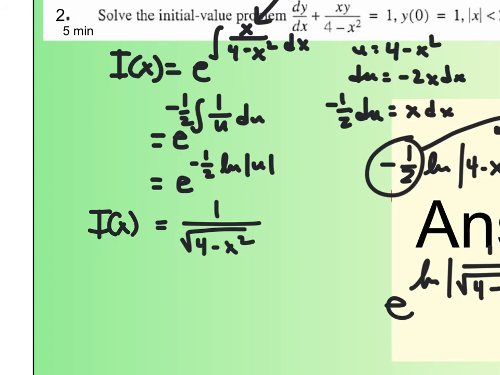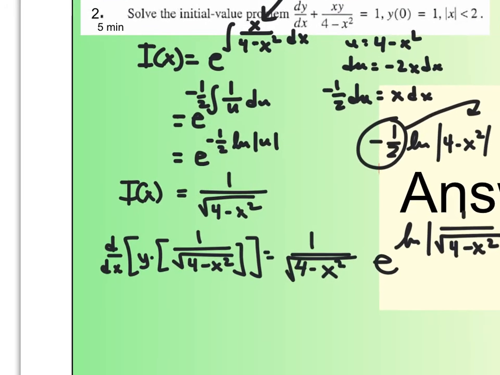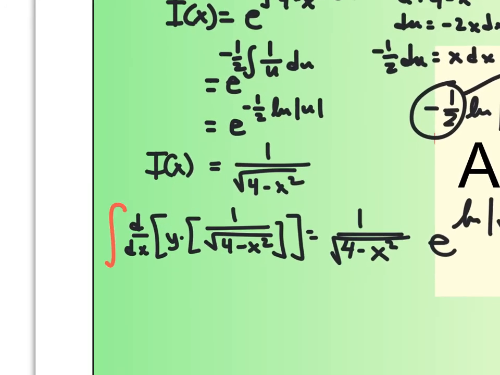There's our integrating factor. So now we have d/dx of y times I of x. I of x is 1 over the square root of 4 minus x squared, and that is equal to I of x times q of x. Q was 1, so it's just going to be I of x, 1 over the square root of 4 minus x squared. Remember now, I see an arc sine coming on that right side here. Alright, so I integrate on both sides with respect to x.